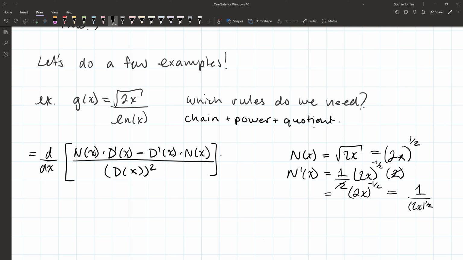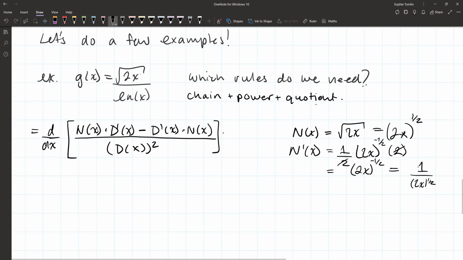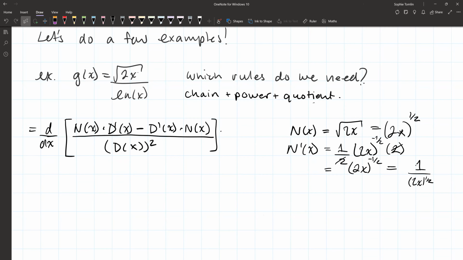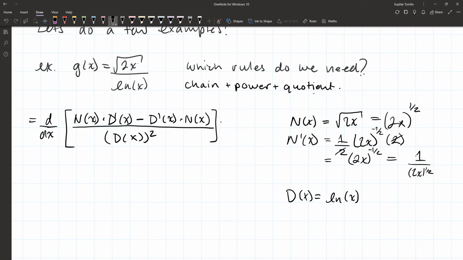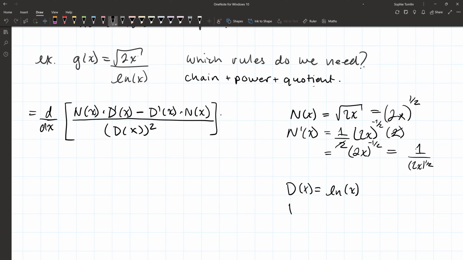Then we also have our denominator, d of x, which is equal to ln of x. That's a derivative we've seen before, so d prime of x is just 1 over x. Now let's use all these parts and put them into our quotient rule formula.